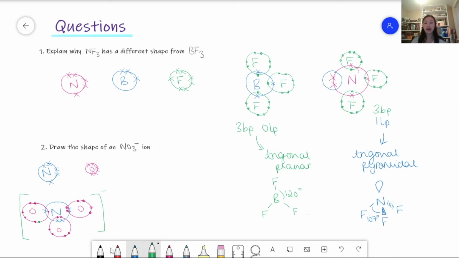So we have nitrogen and 3 oxygens. And this should be 120 degrees. And this is called a trigonal planar again.